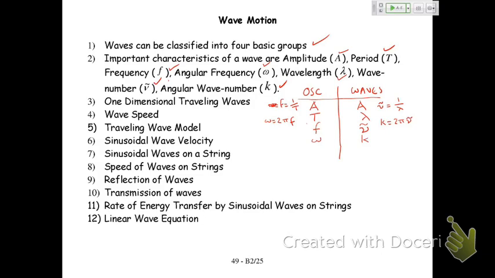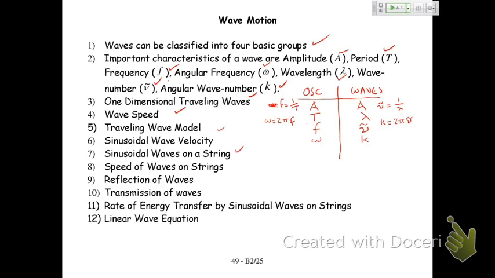So we'll do that. We'll talk about one-dimensional traveling waves. And we'll try and get an idea for an equation for those and wave speed. And we'll try and build a model of waves so that we can say what's going to happen at this distance from my starting point at this time in the future. So we'll try and do that. We'll play with these things.